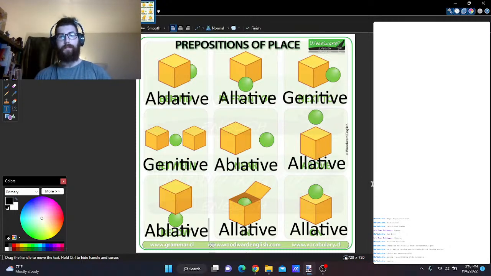So, are we all okay with these definitions? Like using ablative for behind, allative for in front of, genitive and ablative for near and below, genitive for in between and next to, and allative for everything else. Because, mind you, these are just place prepositions, just like association with something. No?